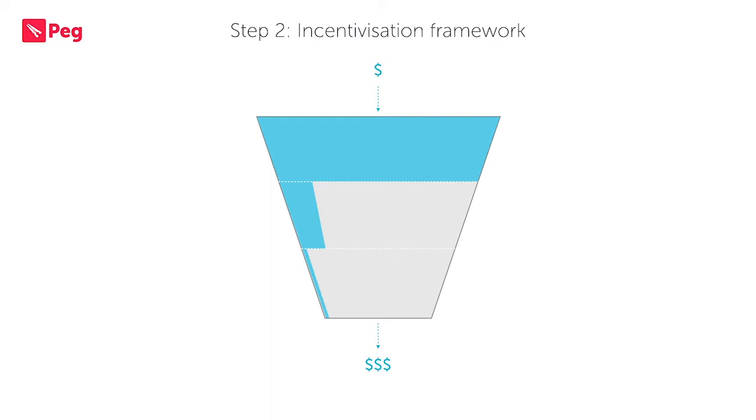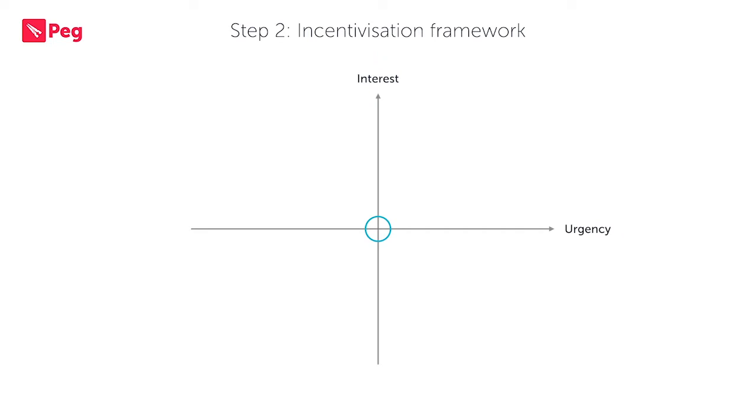Step 2 was about developing an incentivization framework. Here we looked into things like behavioral economics and psychology to develop a framework that would dramatically increase the conversion rates at each of the stages. You can think of it like this. For someone to buy your product, they have to have a level of interest in the product and a level of urgency to want to buy it now.